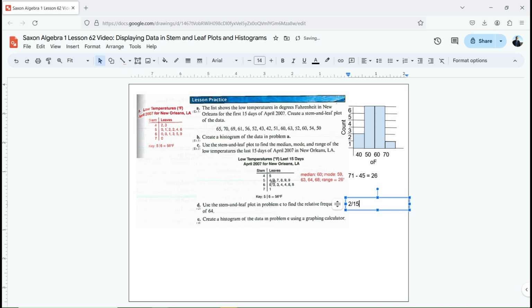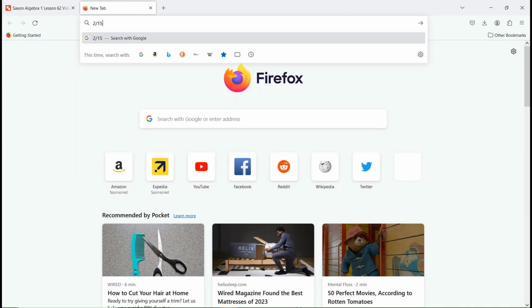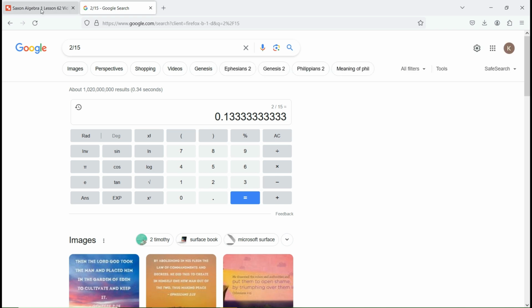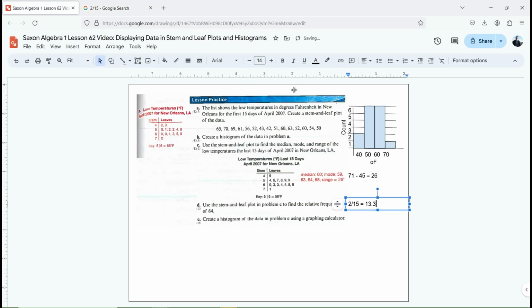Let me just double check once again. This is 6 plus 7 is 13, 14, 15. 2 over 15 is the relative frequency. If we wanted to put that in a percentage, because oftentimes relative frequency is a percentage, it's 13.3%. So 13% of my data values are 64s, because it appears twice, or 2/15 of them are 64s.